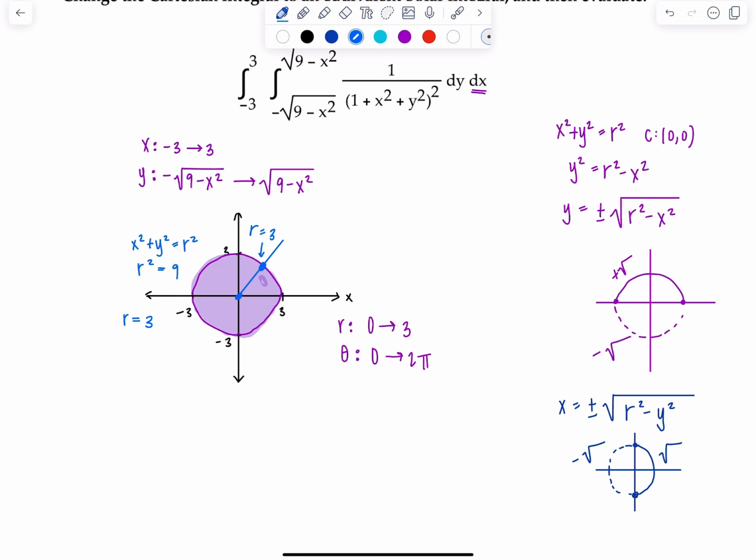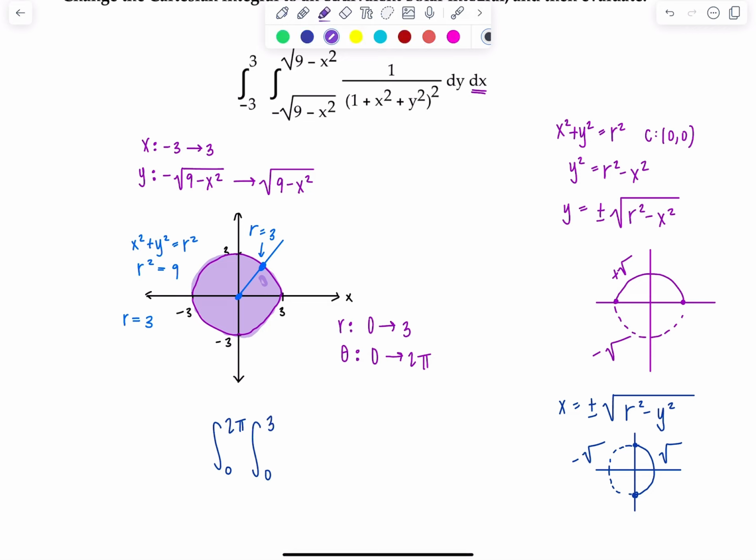I'll say 99% of the time, theta is the last variable that you integrate with respect to. So your limits 0 to 2 pi go on the outside. Later, once in a while, you do r last, but not too often, okay? So I'll put 0 to 2 pi out here. Then r goes from 0 to 3.